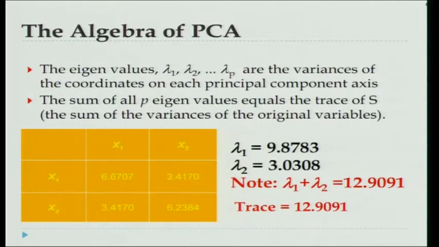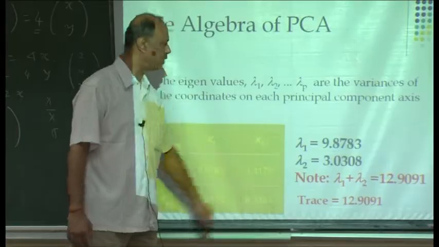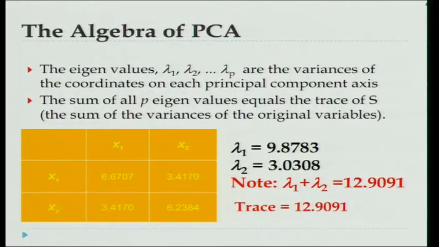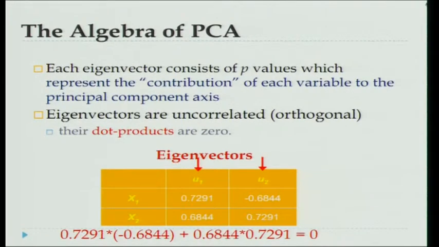And the eigenvalues for this one become lambda 1 equals this and lambda 2 equals 3.03. You observe the sum of these lambda values is equal to the sum of the variances. That means the trace of this equals the trace of that. Now what happens? You got eigenvectors from these eigenvalues.